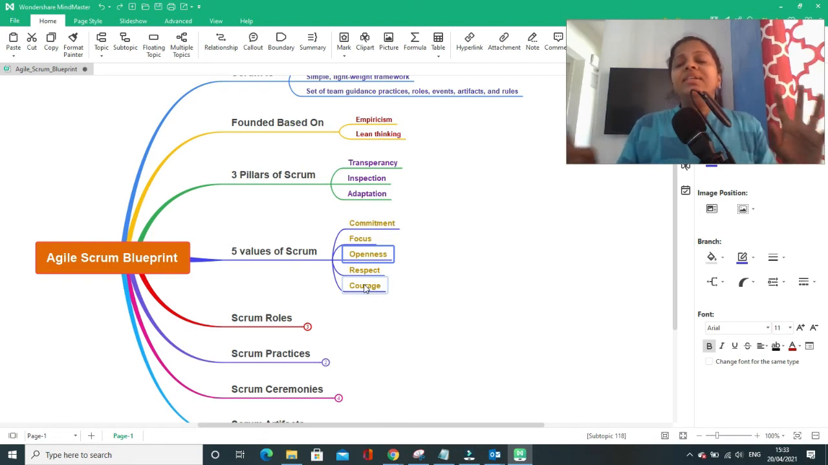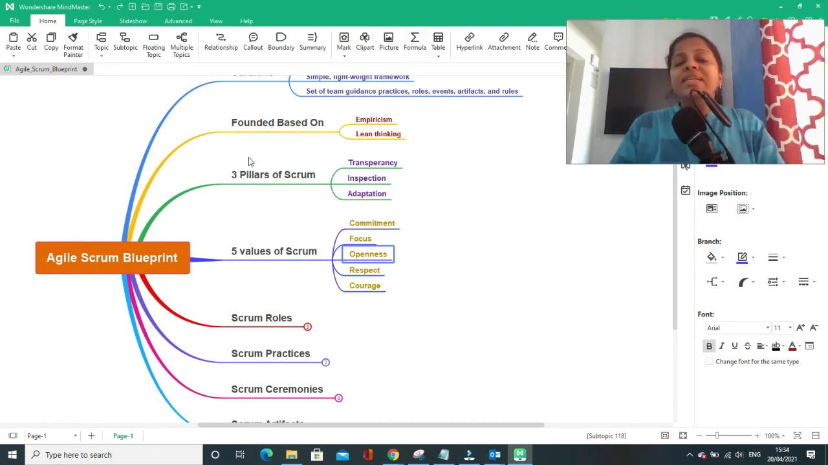Courage is that each team member has to have the courage to express and share the problems they are facing, and to share if they are making some mistake in their work area. They should have the courage to express or admit that, and they have to accept the issues which are occurring. They should be able to build that kind of mindset in the team wherein all the team members will be able to deliver with courage and respect, they will be committed to what they are doing, and they will have focus on the project goal.